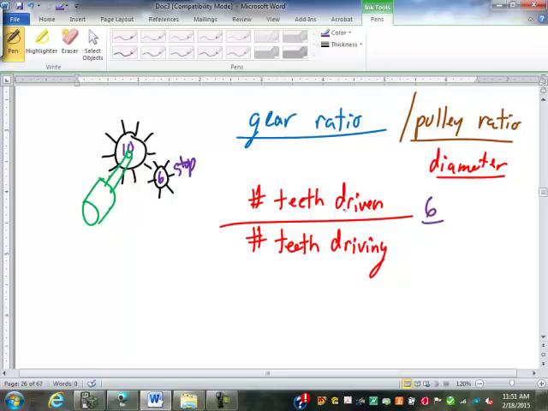So the 6 teeth goes on top. That's the driven gear. The one that keeps turning is the 10-tooth gear. It is driving the other gear. It's hooked to the power source. So it's a 6 to 10 ratio, or if we reduce it, a 3 to 5 gear ratio.